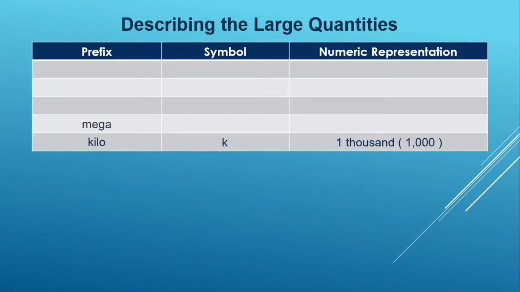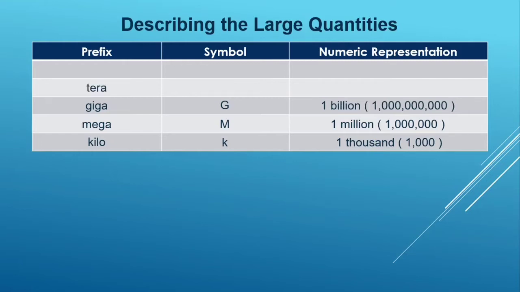The next one is the mega. The symbol of mega is capital M, and the numeric representation of mega is 1 million. Next is giga. The symbol of giga is capital G, and the numeric representation of giga is 1 billion. And we have also the tera. The symbol of tera is capital T, and the numeric representation of tera is 1 trillion.